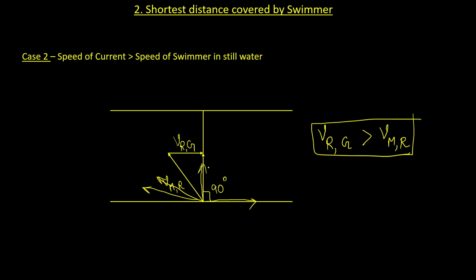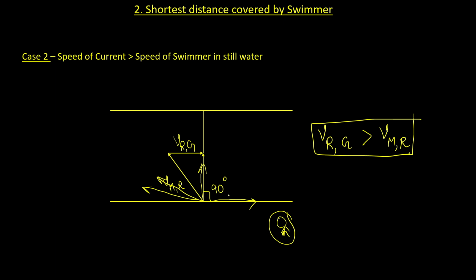Here the shortest distance will be different. I mean, if the observer is on the ground and you are trying to travel perpendicular to the speed of current, then this observer will never gonna see you do that, because in actual, if speed of current is more than the speed of swimmer in still water, then you will never go in a direction perpendicular to the speed of current actually. It's never possible to go.